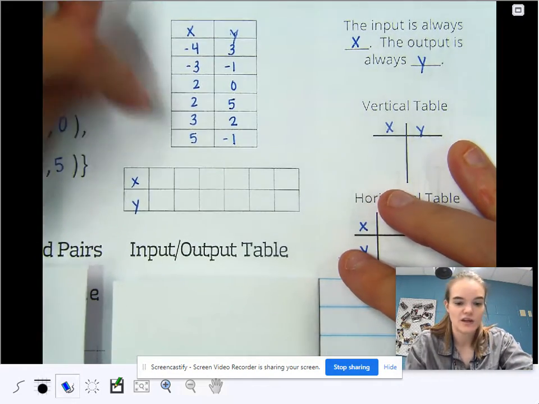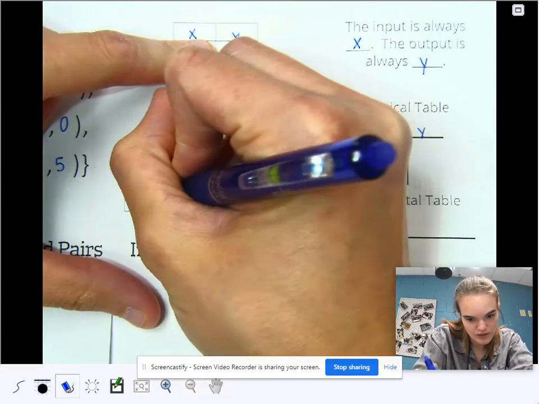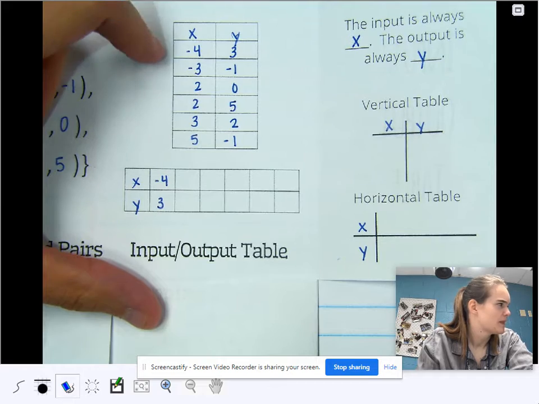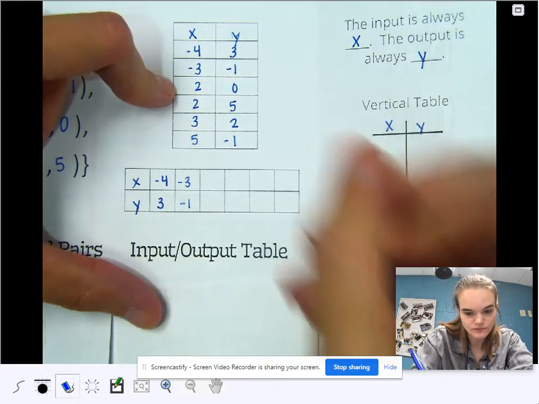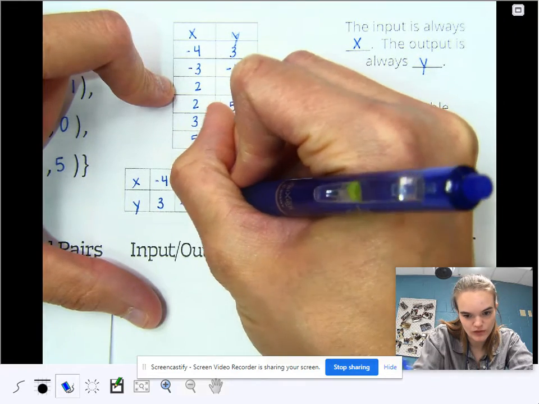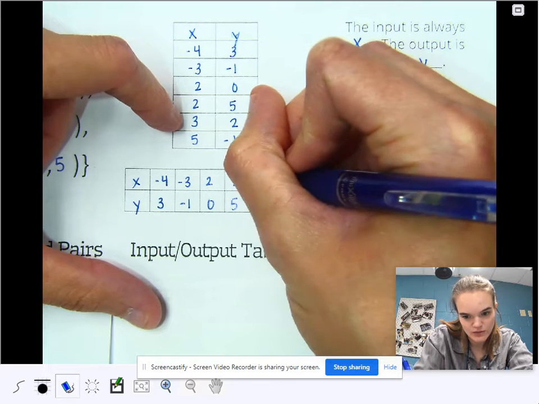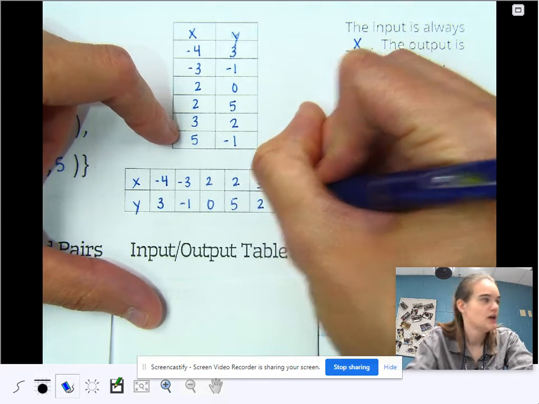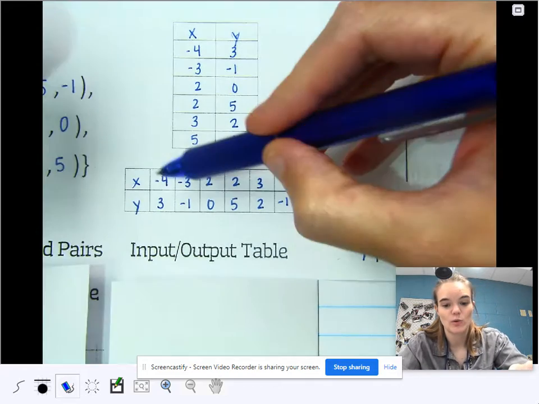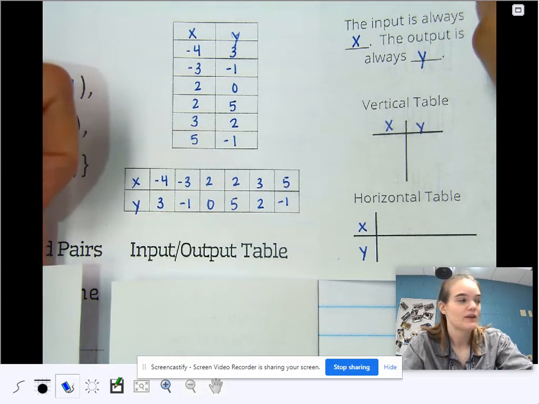All right, we're going to fill in the exact same thing here. (-4, 3), (-3, -1), (2, 0), (2, 5), (3, 2), (5, -1). So either way it's written, we order them by the x's. So you have a set of ordered pairs, you have an input-output table. We can also have a coordinate plane.